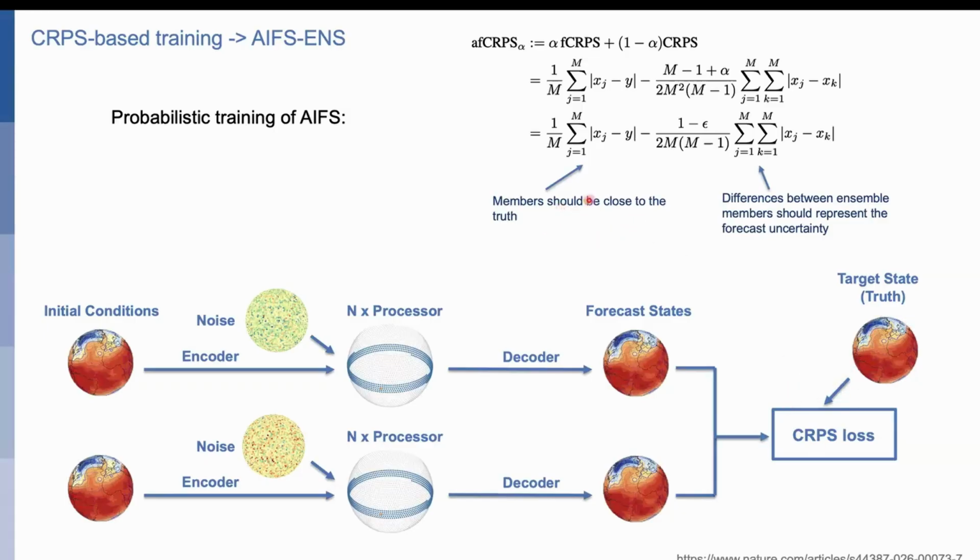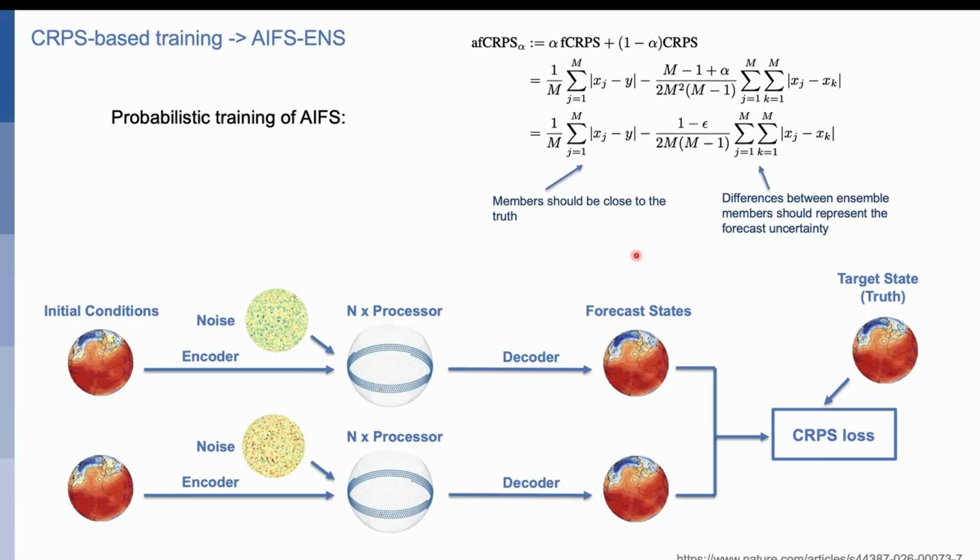And the CRPS-based loss has 2 terms. So the first one here you can see is a loop over the ensemble members. You compare ensemble members to the truth. So the members should be close to the truth or the observed state. You encourage the model to do that. But then you have a second term balancing the first one, where you also compare members against members. And the difference between ensemble members should then represent the forecast uncertainty. So this prevents the model from collapsing on a single solution, but to produce a good forecast here, the model has to create realistic variability and to stay close to the truth.